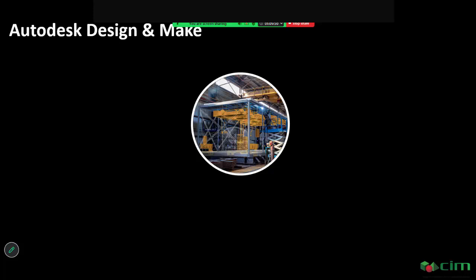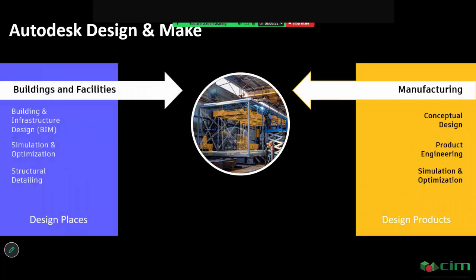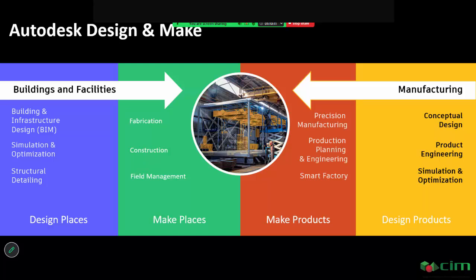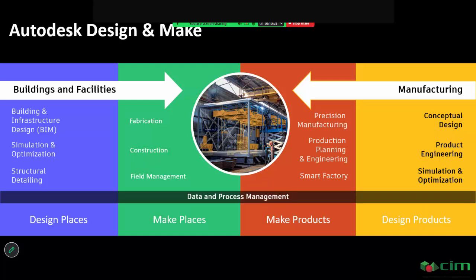Definitely, we help our customers create anything from places to products. So we have a convergence of a portfolio of design and manufacturing and AEC. This really allows us to help our customers design places, then make them. So design the products, make the products. So this is our design and make advantage, with data and process management.